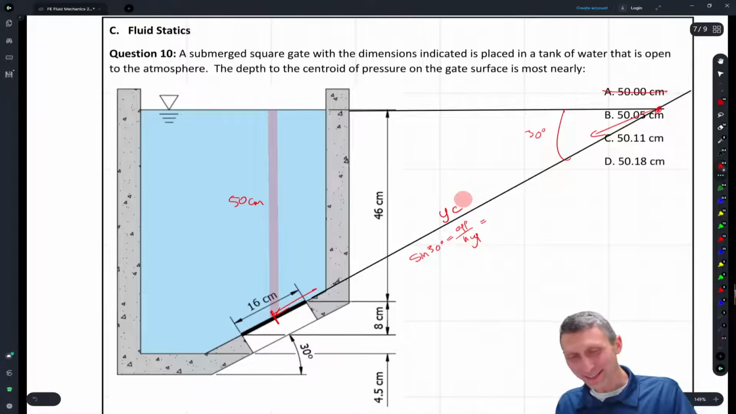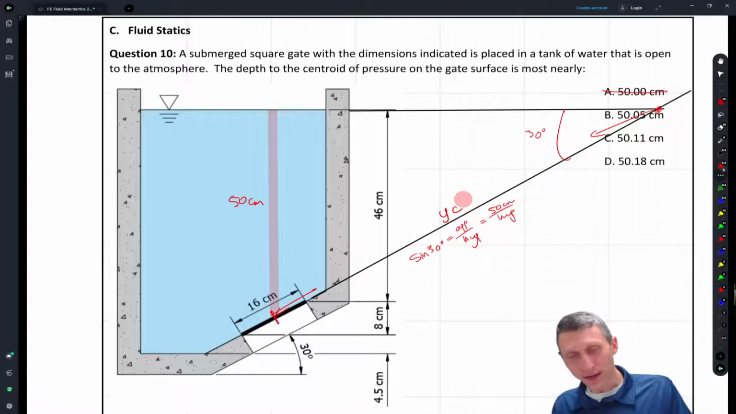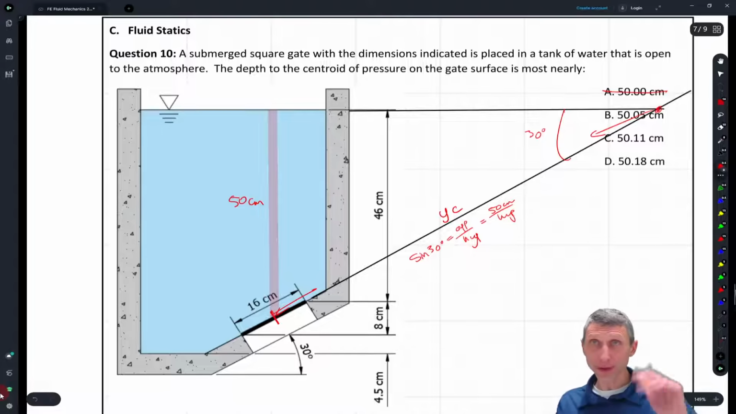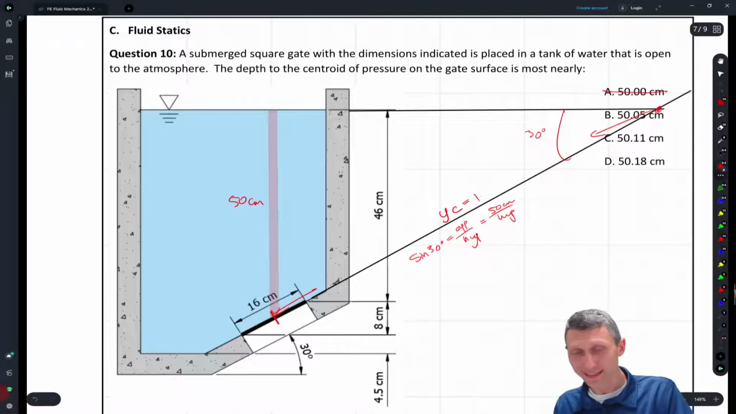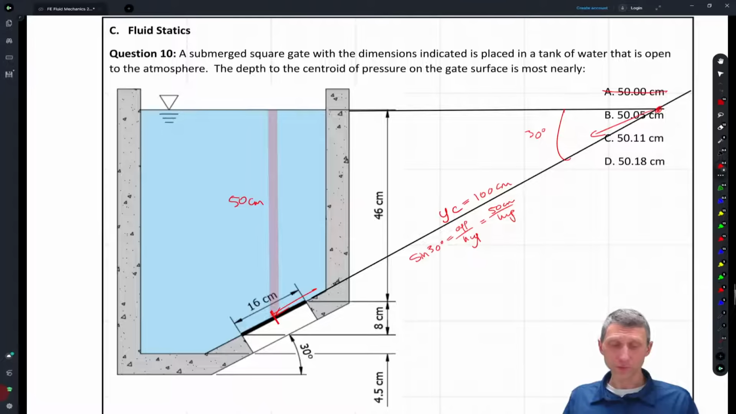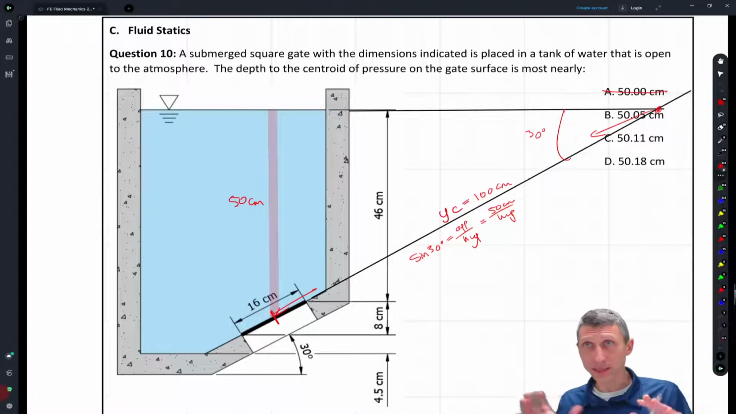So what does that mean? Sine of 30 equals the opposite, which is 50 centimeters, over the hypotenuse. If we solve for the hypotenuse, YC works out to be 100 centimeters. Essentially we get 50 divided by the sine of 30. Sine of 30 is 1/2, so we get 100. That gets us to the center of the plate.